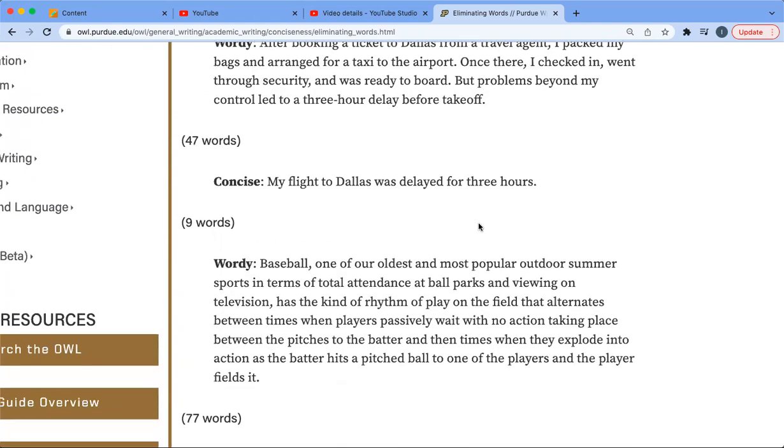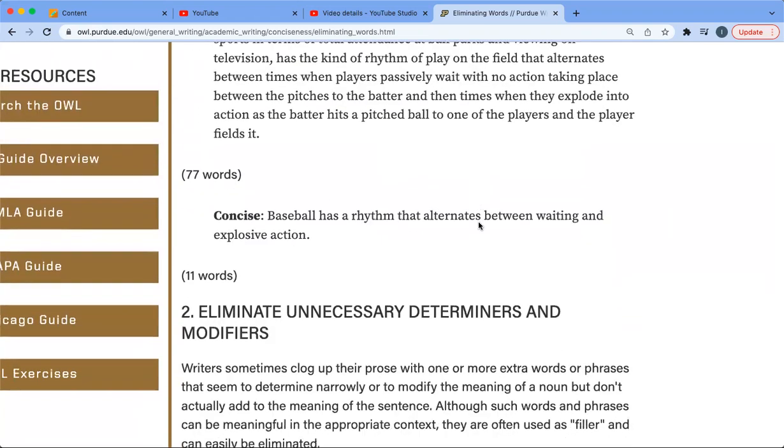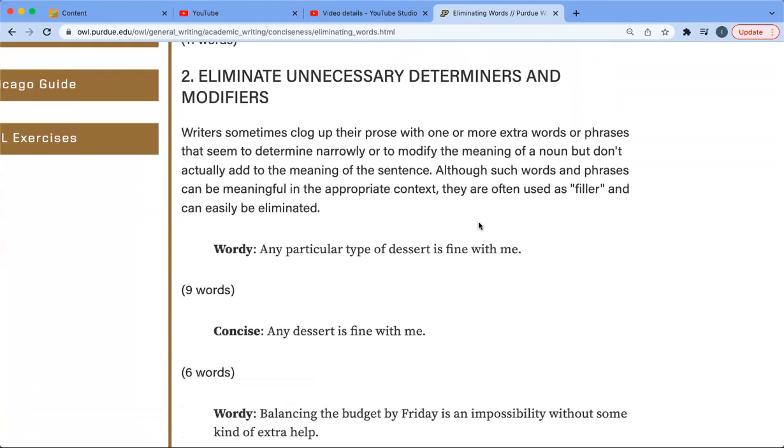The second important lesson is how to eliminate unnecessary determiners and modifiers. Determiners and modifiers are there to express some strength or weakness, to emphasize the words. Basically, determiners and modifiers are adjectives that are given. They appear before the words that they're describing.